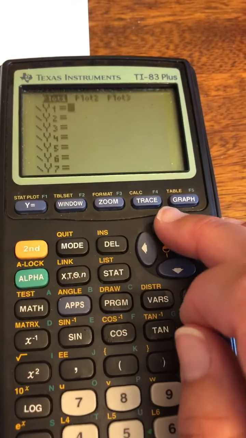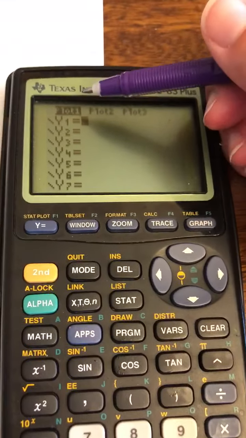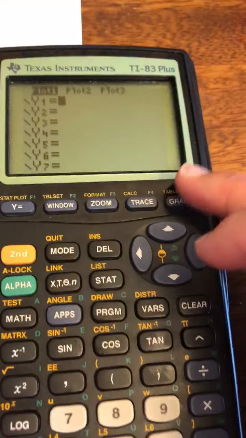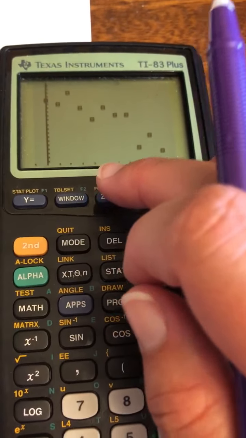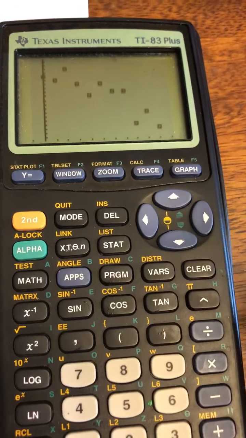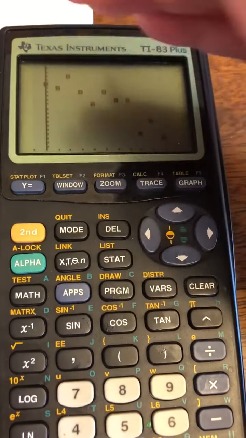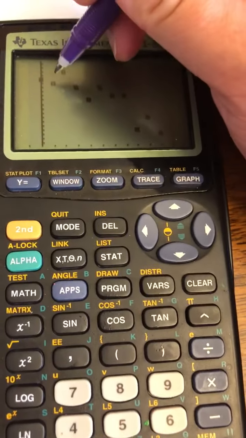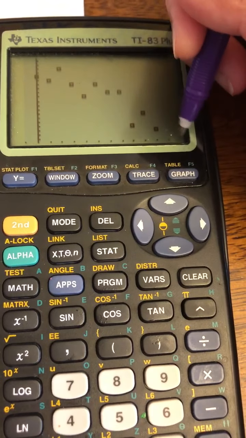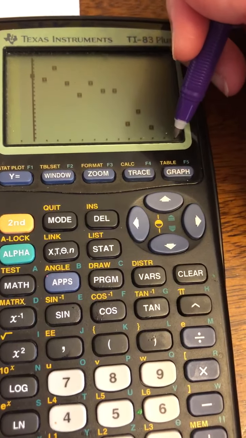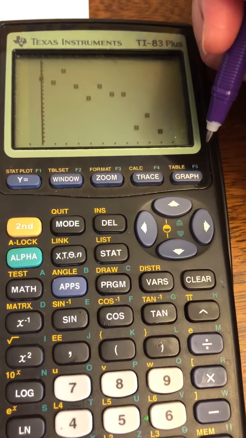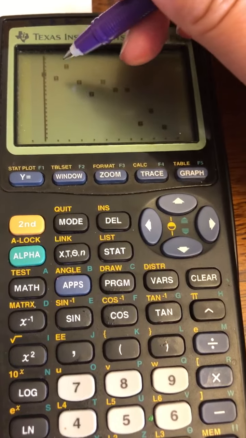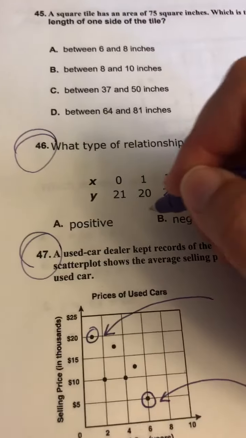I need to go to Y equals and make sure the plot 1 is highlighted. That's going to turn on my plot. And then I'm going to hit graph. If I did not see the scatter plot, zoom 9 is the statistical zoom, and it'll make it where you can see all your points. If you were to draw a line in the middle of your data, it would have a negative slope, and that's linear, because I could easily draw a straight line down. So the relationship that's existing between my data is going to be negative, and that matches B.